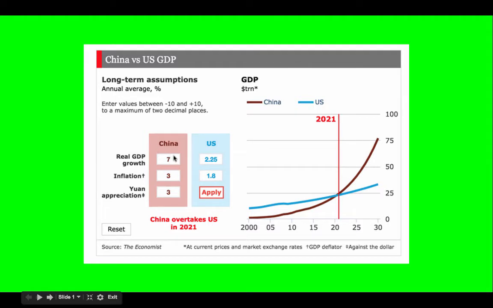And the Economist is using the following growth rates, inflation rates, and appreciation rates of currency, in this case the yuan against the dollar. Here's when the Economist predicts that China will take over the US as the world's largest economy. You may be saying, well, so what? Who cares? Well, in the context of Section 7, I would challenge you to think about what it means symbolically and psychologically to be the largest economy in the world.